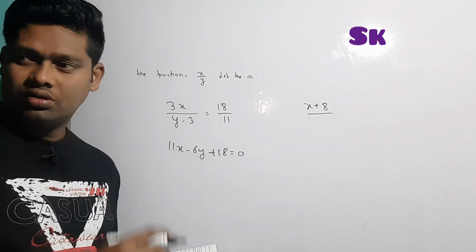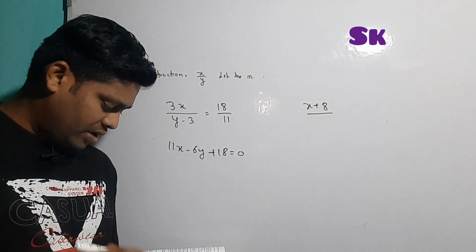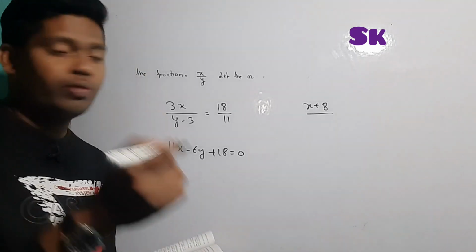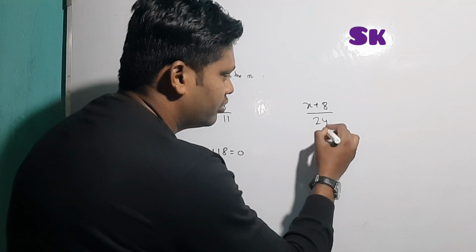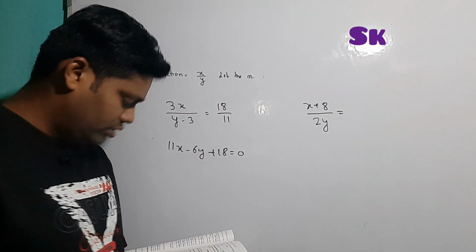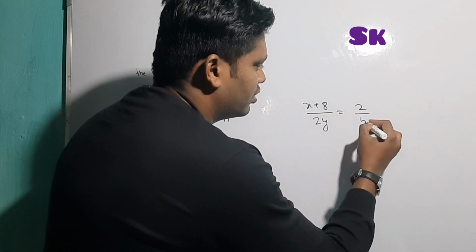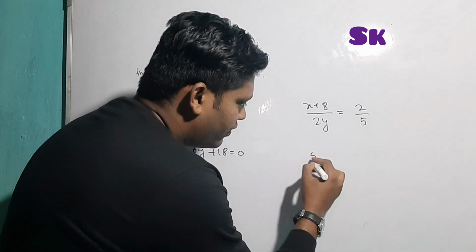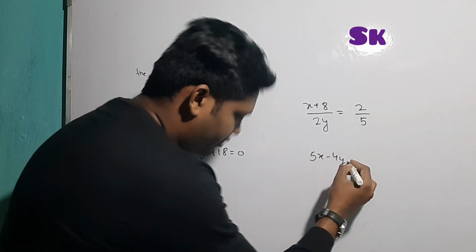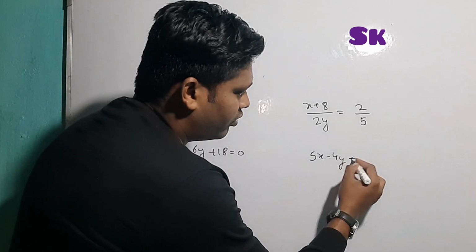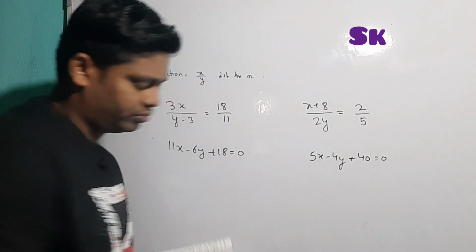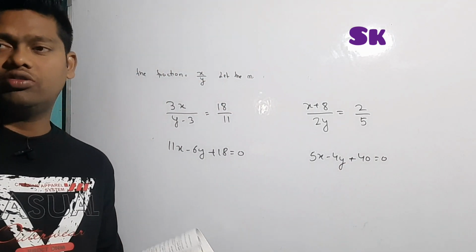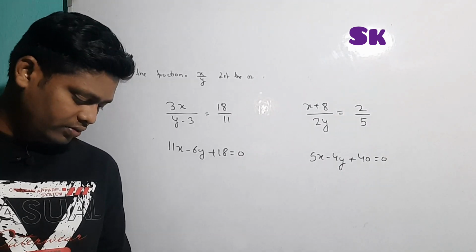Increased. Okay. Next, and the denominator is doubled. Denominator is double means 2 times. The fraction becomes 2 by 5. Clear this one? When you solve, you will get 5x minus 4y plus 40 equal to 0. Cross multiplication. Is it clear or not? Any doubt in this one?